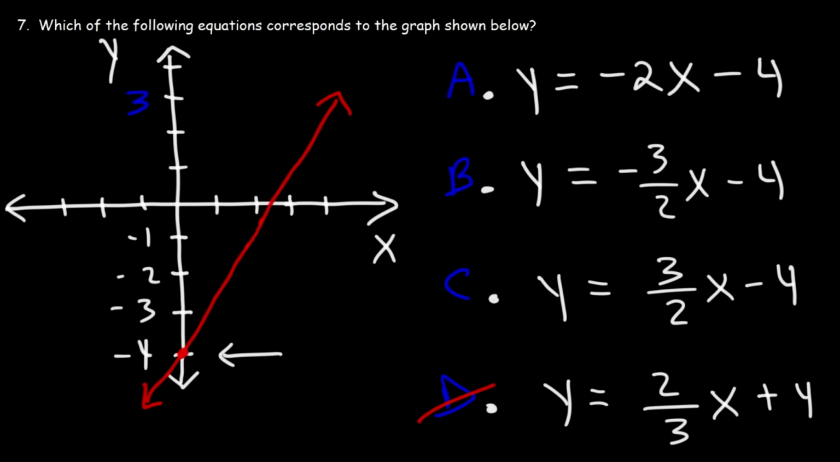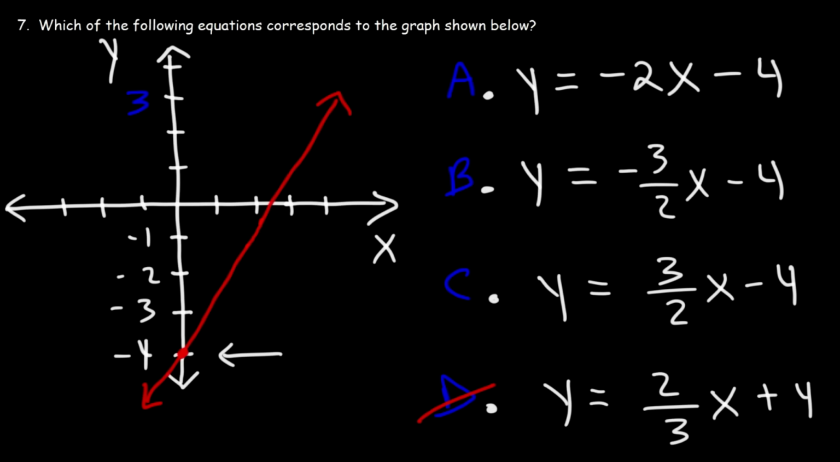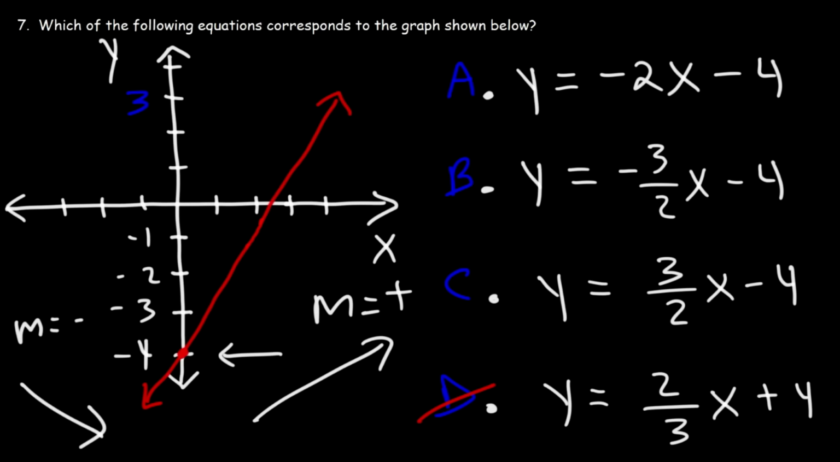Now the next thing we need to consider is the slope. Here we have a slope of negative 2, negative 3 over 2, and positive 3 over 2. Now, what is the difference between a positive slope and a negative slope? A line with a positive slope will be going up as you move to the right. A line with a negative slope will be going down as you move to the right.